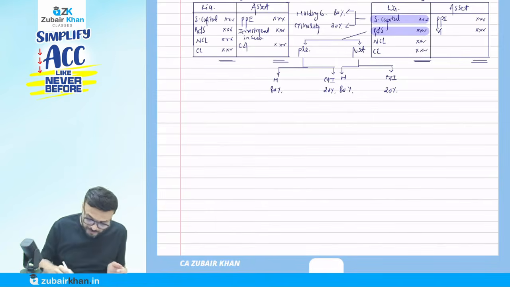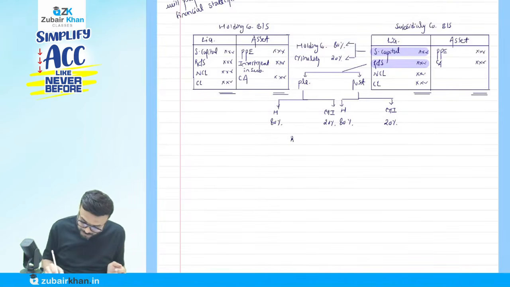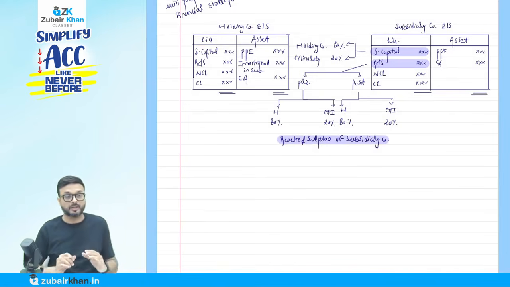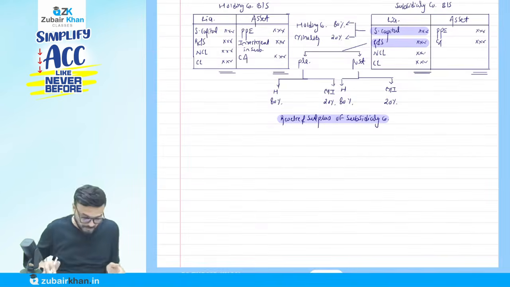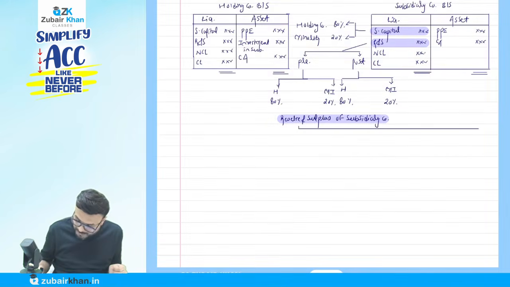Now let's talk first about the reserve and surplus. Let me write it down here: reserve and surplus of the subsidiary company. The two things that I want to discuss with you, which are very important, are reserve and surplus of the subsidiary company and share capital of the subsidiary company, one by one. But reserve and surplus, basically, we bifurcate into two parts.